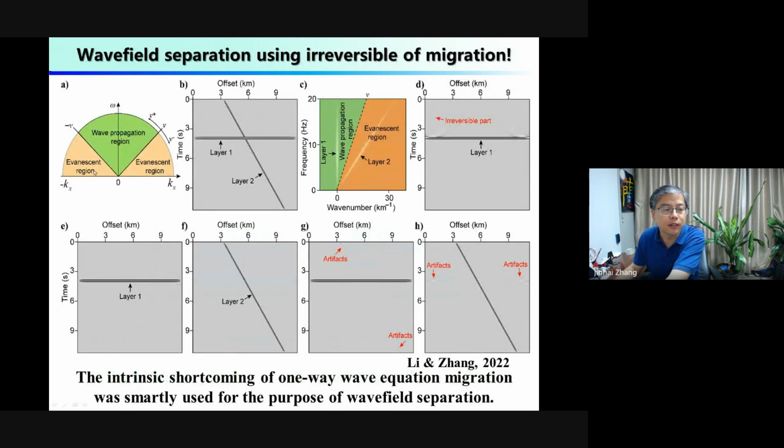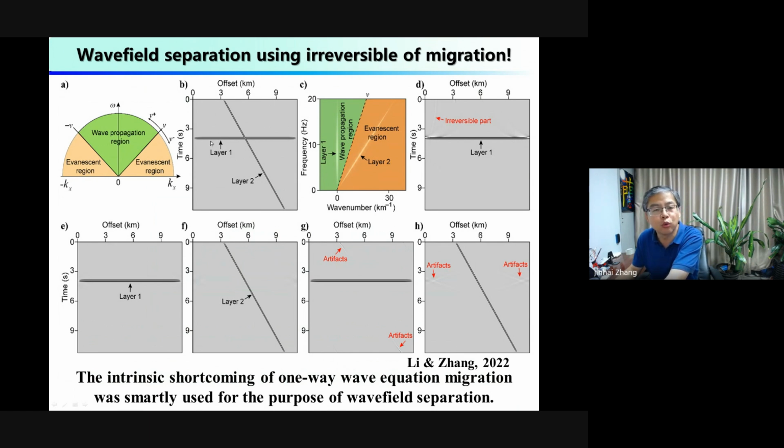So here is the propagation range in the wave number domain. Here is the attenuation region. That means the wave field in this region will be reduced or attenuated gradually. The only thing we need to do is to set a proper velocity. We set a proper velocity here to make sure this part is in the propagation region, and this part will be attenuated. So we can test different velocities to select the best parameter.